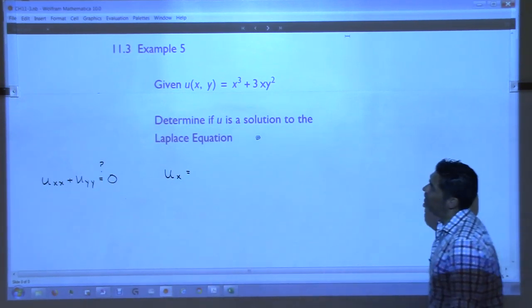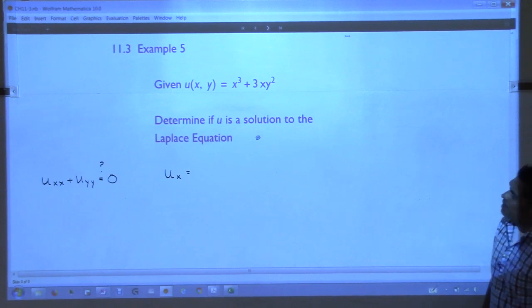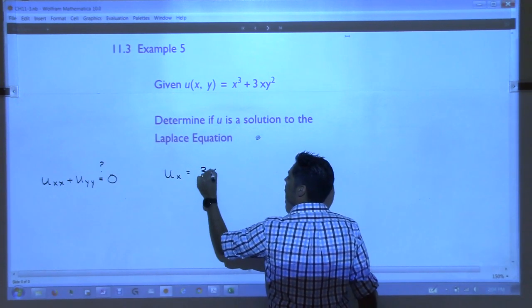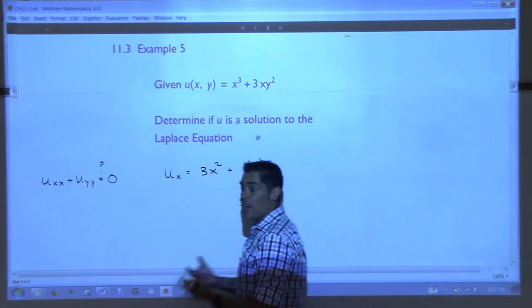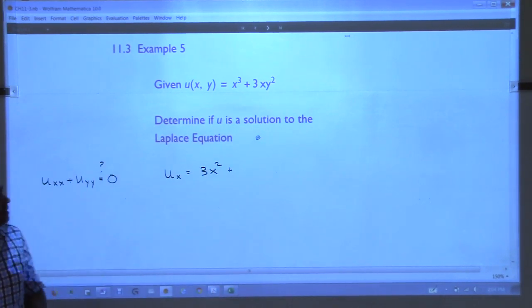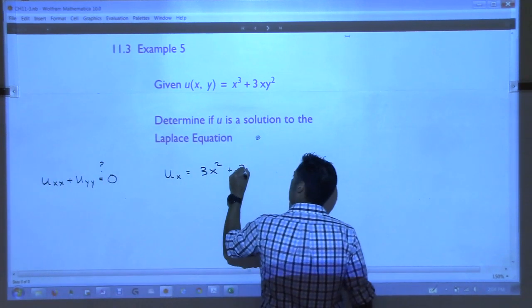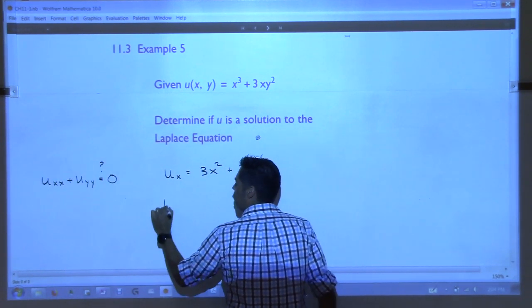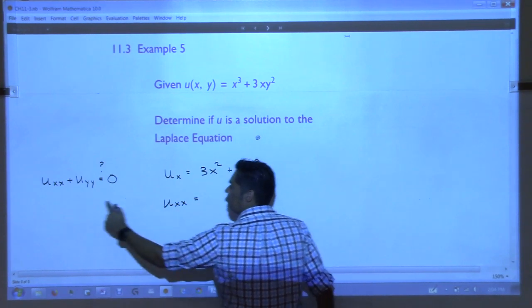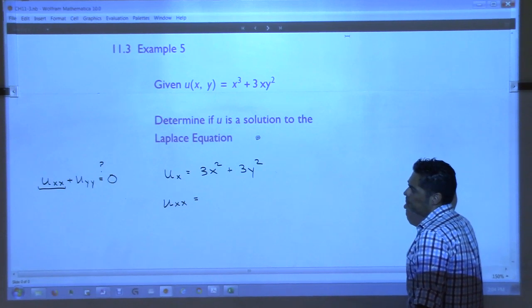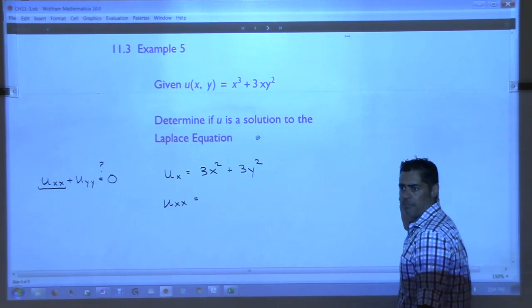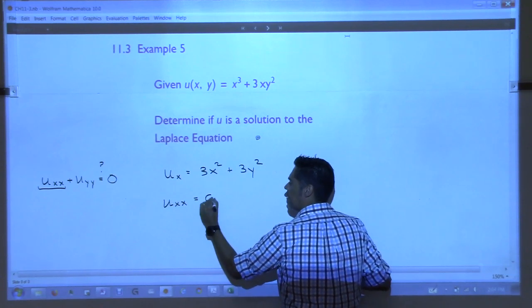So what's the partial with respect to x? 3x squared. That's the derivative of that first term. Plus, now here we're treating the 3 and the y squared as constants, right? So the x is the variable, and the derivative of a constant times x is just the constant. So we should just get 3y squared there. And now we take the partial of u with respect to x again. So we're just doing this piece right here. And that would be what? 6x. That's it, right? Because this is all a constant, so 6x.